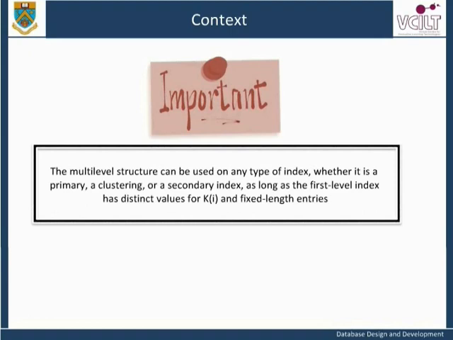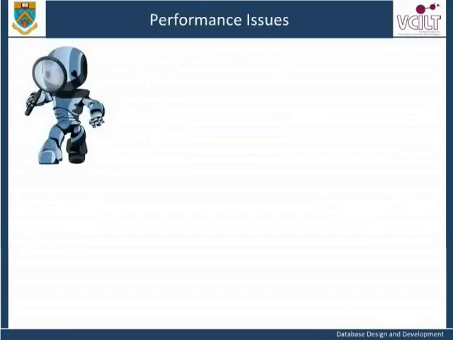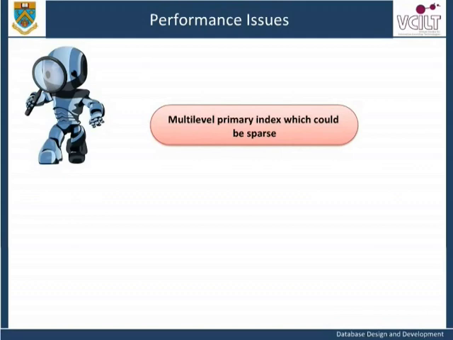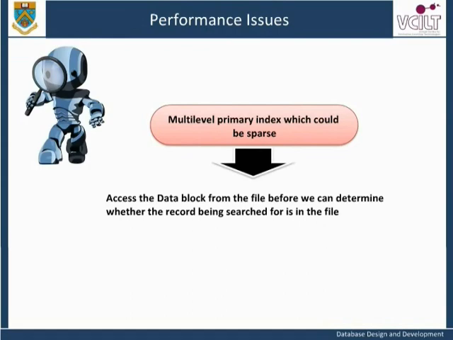Figure 7.6 depicts a multi-level index built on top of a primary index. It should be noted that we could also have a multi-level primary index, which could be sparse. In this case, we must access the data block from the file before we can determine whether the record being searched for is in the file. For a dense index, this can be determined by accessing the first level index without having to access the data block, since there is an index entry for every record in the file.